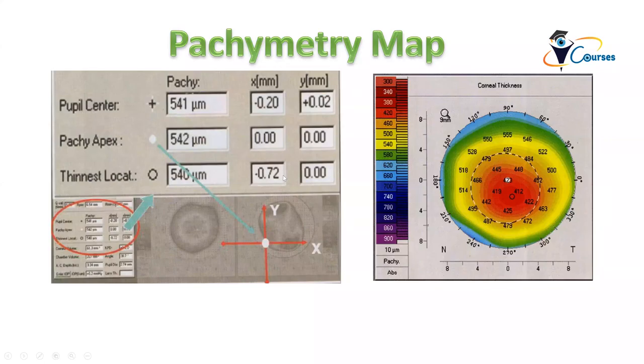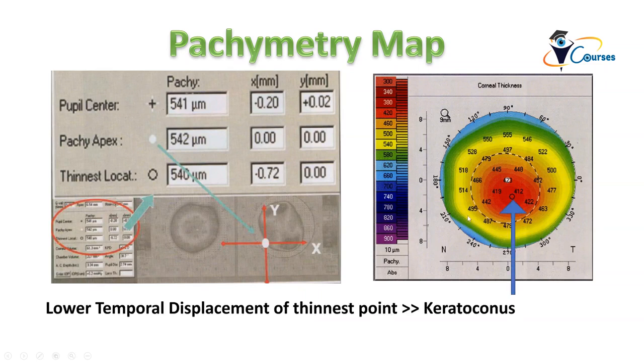And the thinnest location also will show a minus 7.2 millimeter shift in the horizontal meridian. So it will be shifted temporally like that, while the plus will be shifted nasally. And for the Y, there is no shift in the vertical meridian. So when should we consider the patient as suspicious for keratoconus? When there is lower temporal displacement of the thinnest location in the central 4 millimeters with thin cornea in the central 4 millimeters.